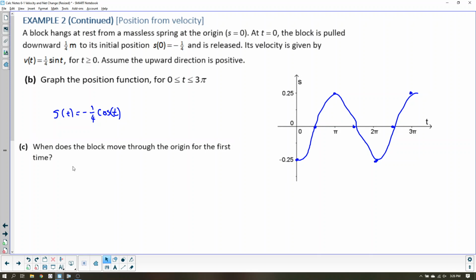So now let's answer these. It says, when is it moving through the origin for the first time? Keep in mind, this is position now, not velocity. So moving through the origin means position of 0. That is going to be right here. So for that first question, it is just when t equals pi over 2. I guess that's it. Okay, these are in seconds as well.